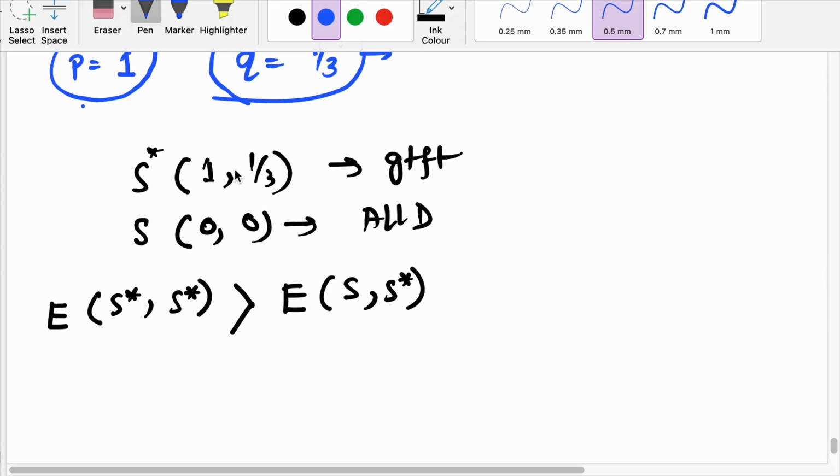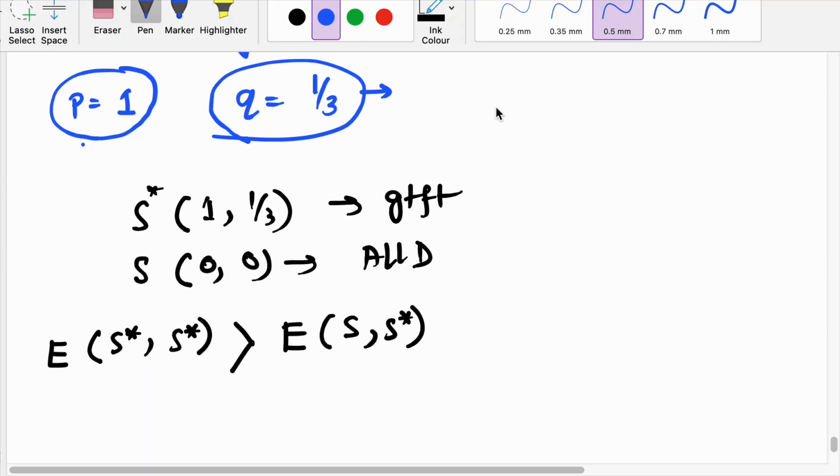So let me first calculate. If a GTFT player plays against GTFT, what will happen? GTFT will play cooperation in the first round, and after seeing cooperation, since my opponent always cooperates, I will cooperate. So you will only see cooperation, and it will get a payoff R in every round.